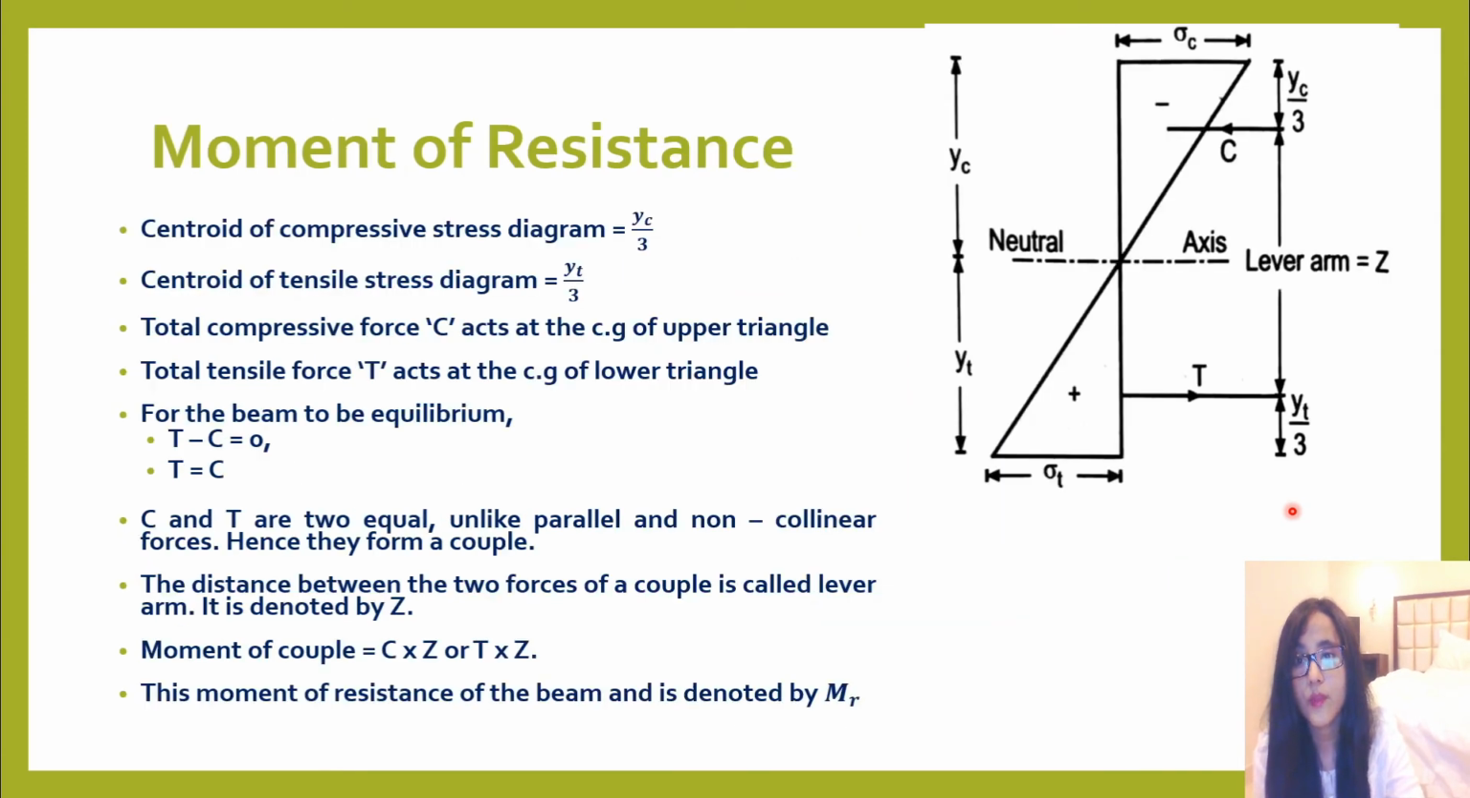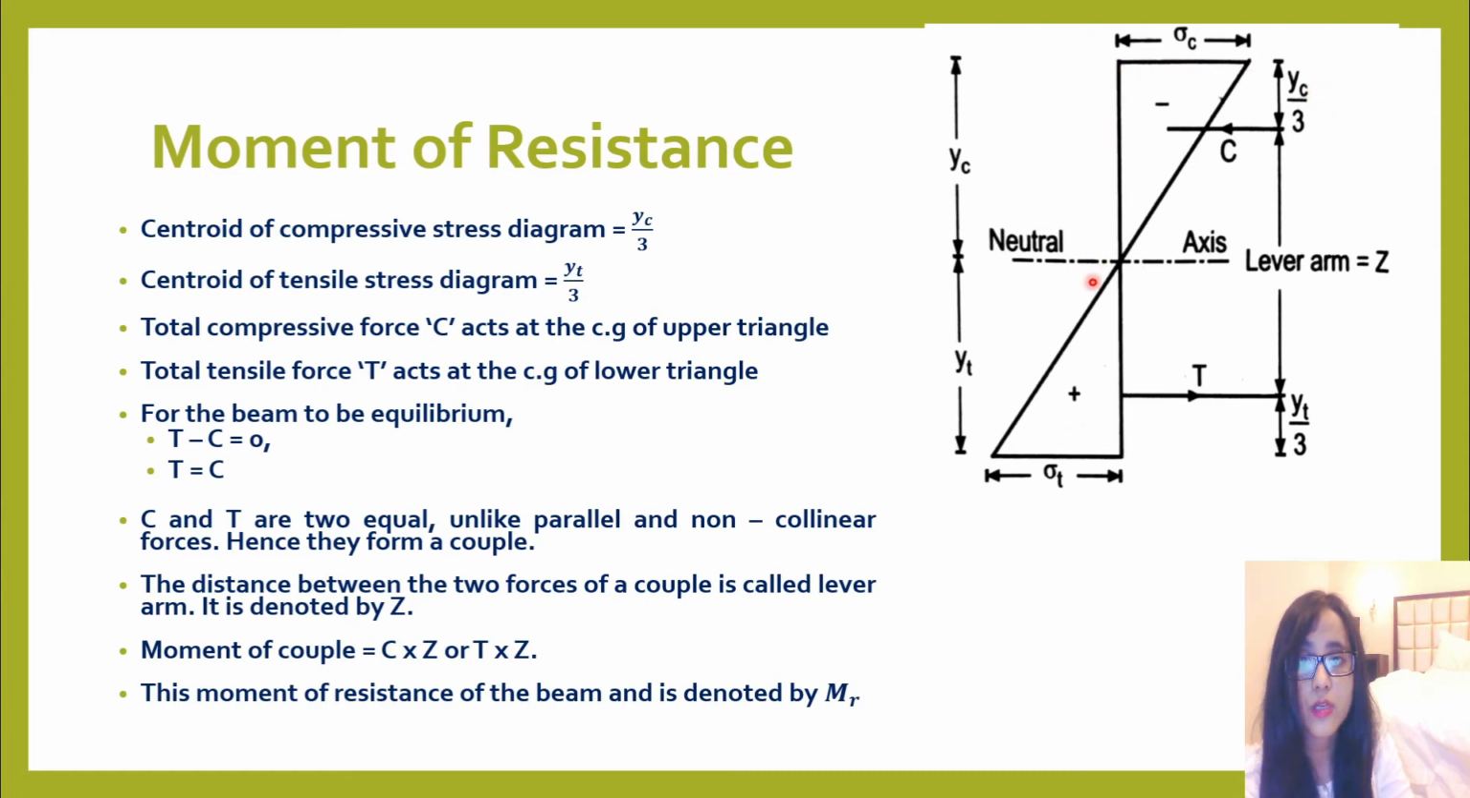Now looking at this diagram, this is a stress distribution diagram. In the stress distribution diagram, above the neutral axis you have a compression zone, and below the neutral axis you have a tension zone. For this compression zone, the centroid lies at a distance of yc by 3 from the base of this compression zone.